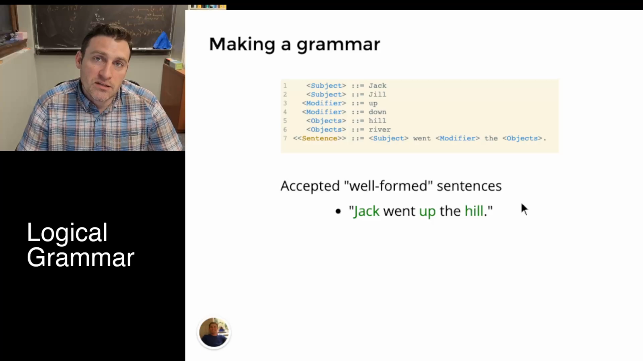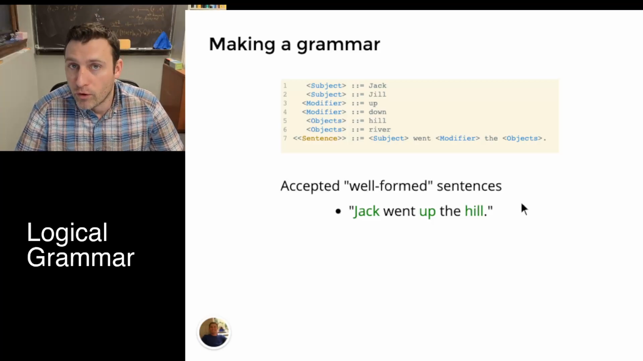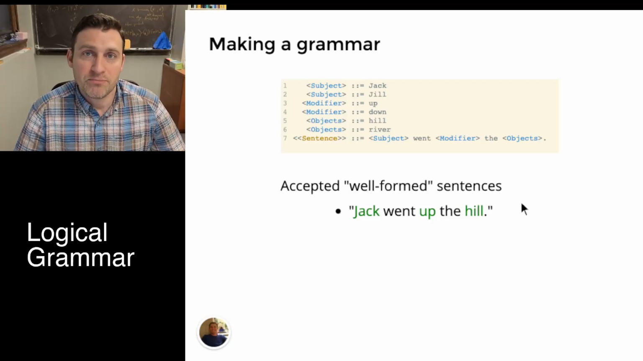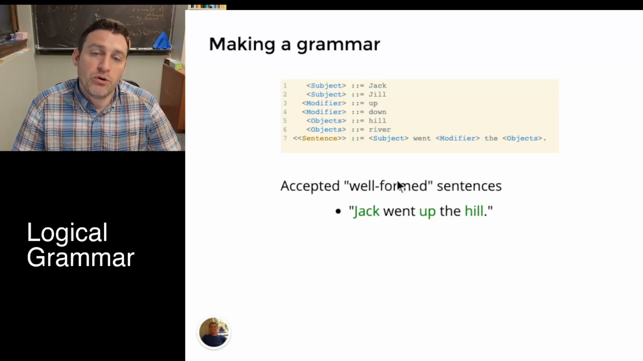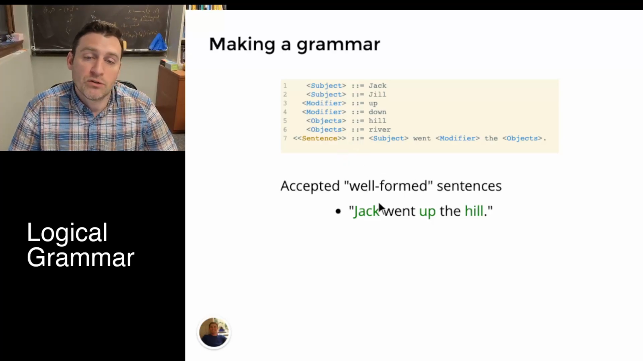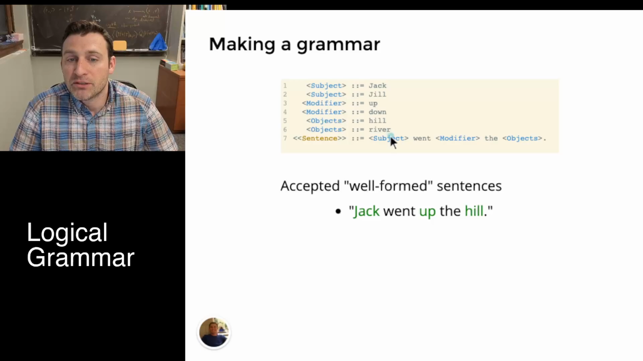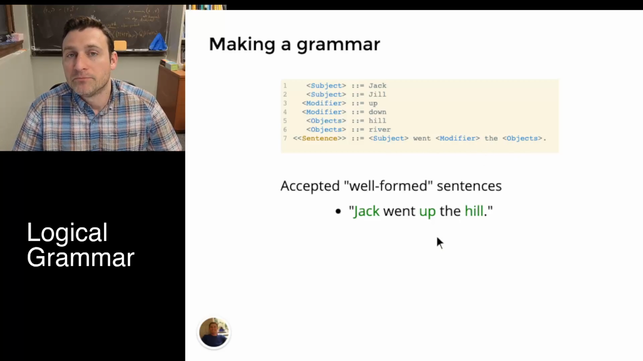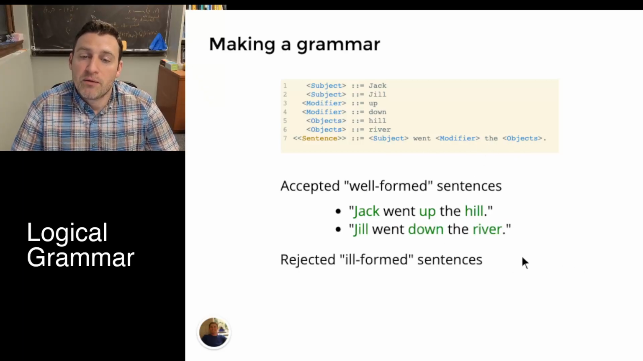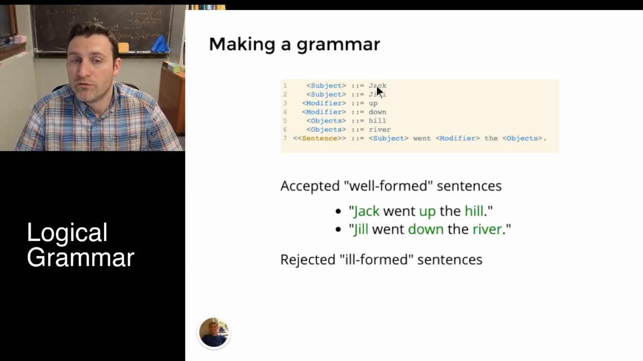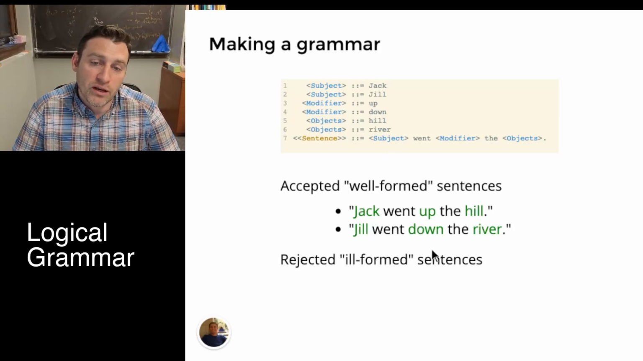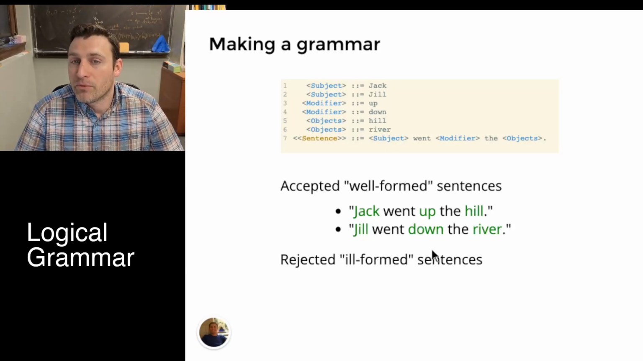Here's a sentence that's called well-formed, meaning the grammar accepts this as a valid sentence. I've put in green the various values that are optional. Jack went up the hill. We see that Jack is a subject in the right place. Went is in our sentence. Modifier up is allowed, the is allowed, and then the object hill. Another sentence might be Jill went down the river. We've simply modified what values are in green, but went and the are in the same place.